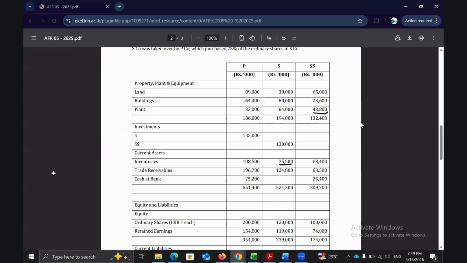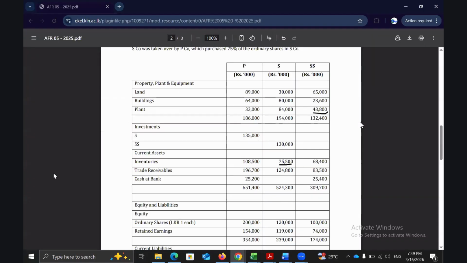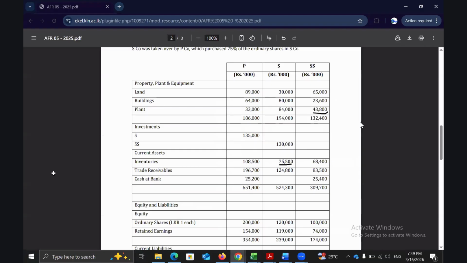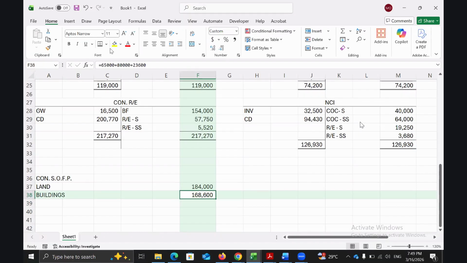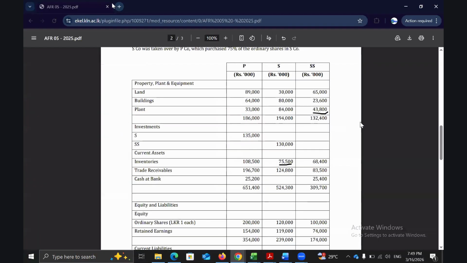Then for the buildings, again, there was no adjustment. Yes, for the building, there was no adjustment. 64, 80, 23, 6. 64,000, 80,000, 23,600. 64, 80, sorry, 64, 80, 23,600.